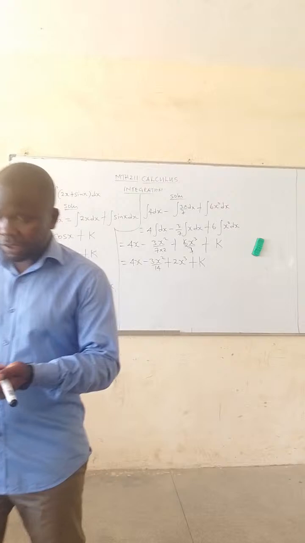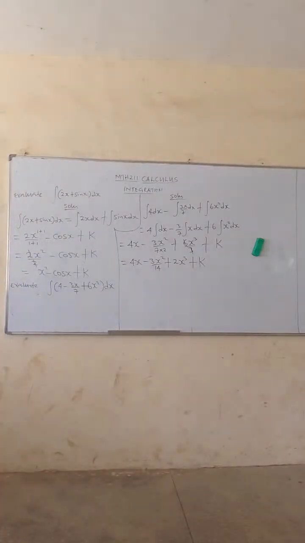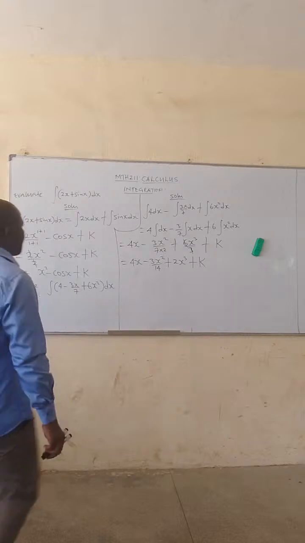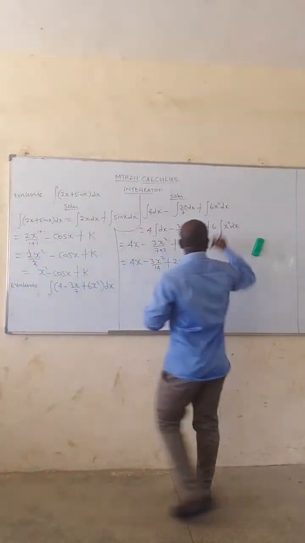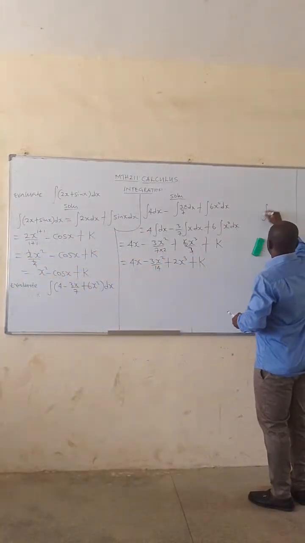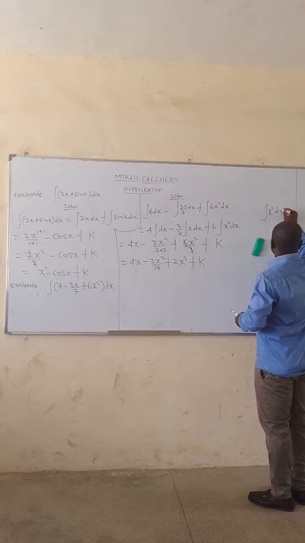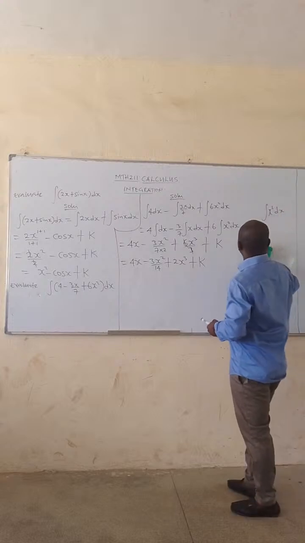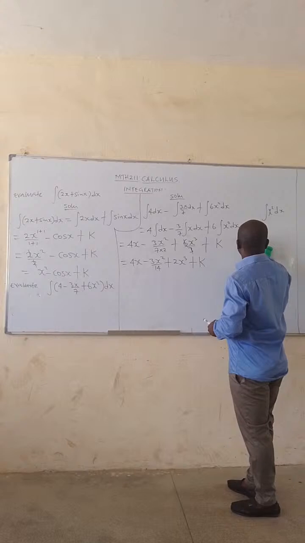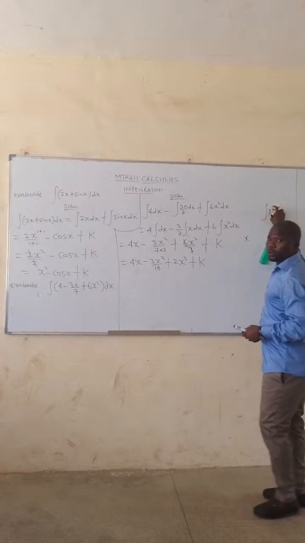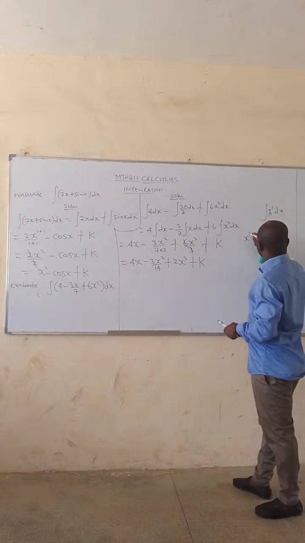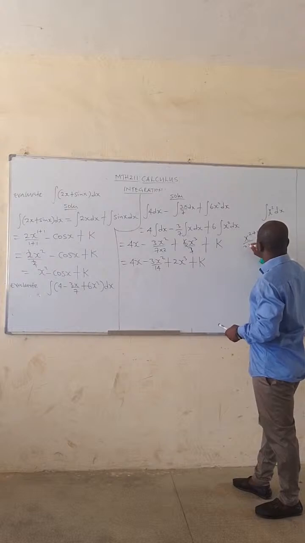Any question, please? Do you have any question? How do you integrate that x squared? The integral of x squared dx, we apply the formula now. What is your n here? So it is 2 plus 1 all over 2 plus 1.